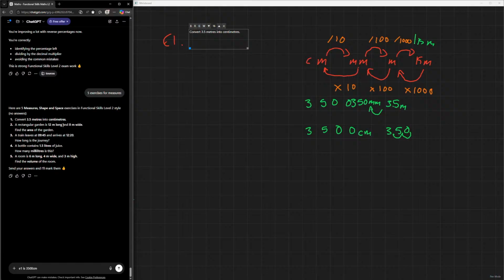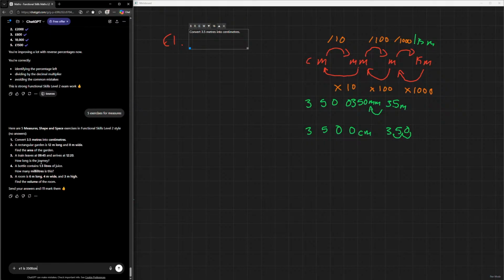Moving on, a triangular garden is 7 long and 8 meters wide. Find the area of the garden. Measure shape, space, exercises.